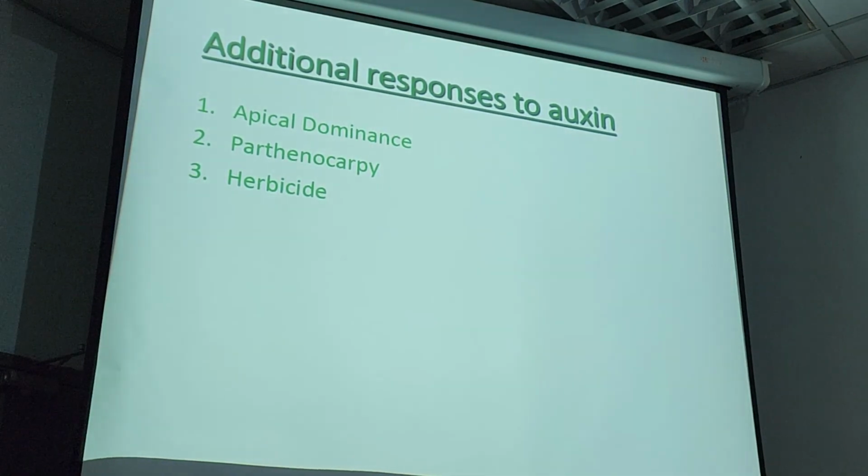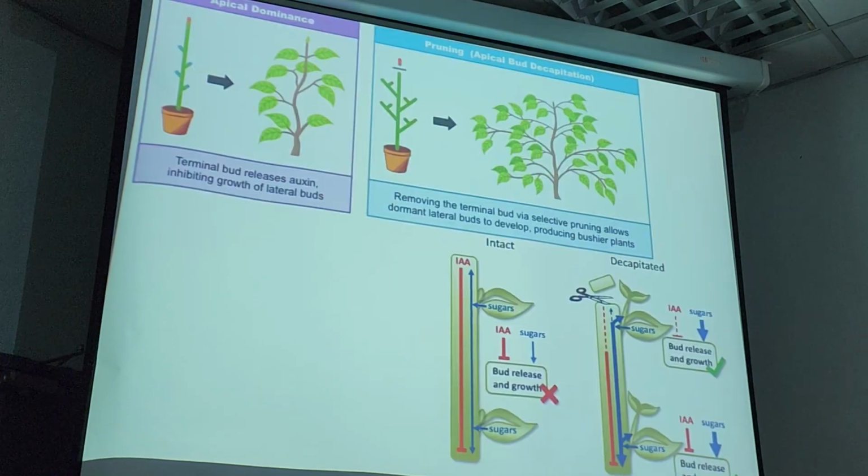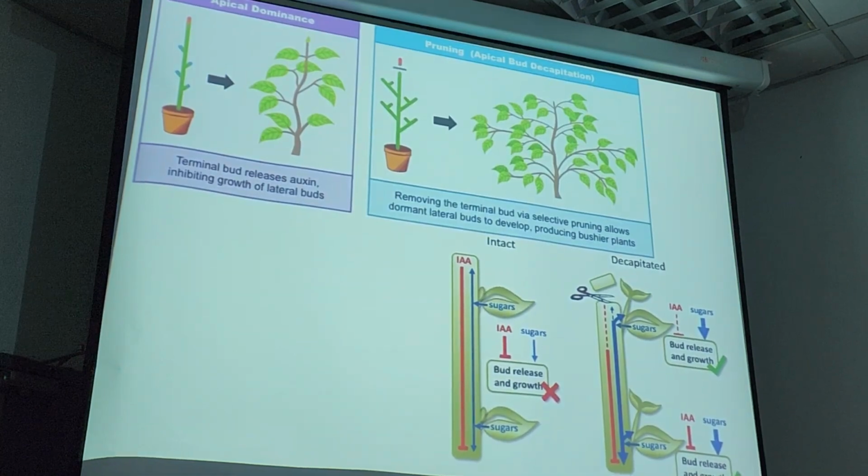Right. And additional responses to auxin, in addition to cell elongation, expansion, and proliferation, are apical dominance, parthenocarpy, and herbicide. Apical dominance. Oh, this is a favorite for all the gardeners. You have your shrub growing. If you allow it to grow, it will go up looking slender. That's not very interesting. Then the gardener will come and chop off the head. The moment the plant gets its head chopped off, it will start to become bushier. Right? And that is the effect of auxin. Why? It's called apical dominance.